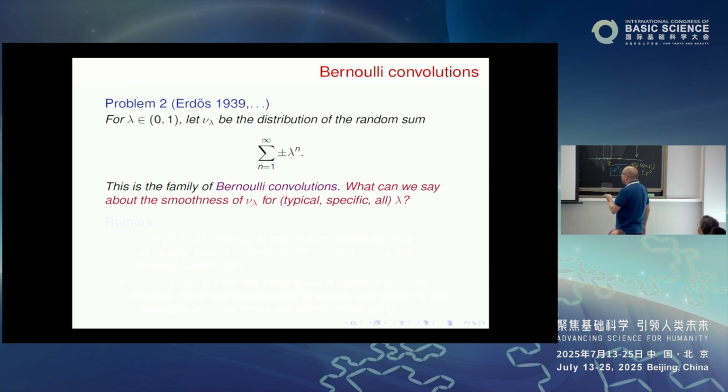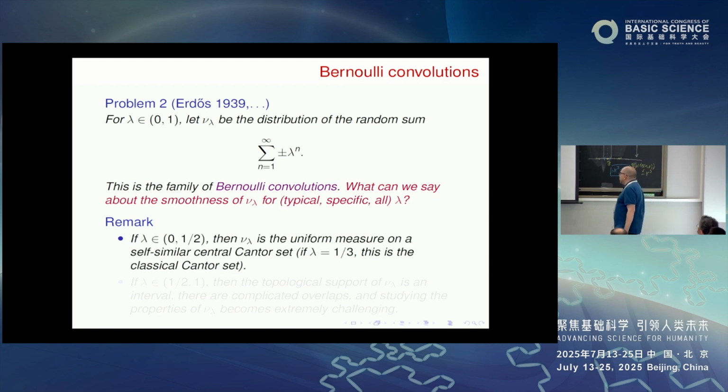So lambda is a real number between 0 and 1. You just look at this random sum where you either add or subtract lambda to the n at each step, and all the choices of signs are independent and equally weighted, 1/2, 1/2. Okay, so this is known as the family of Bernoulli convolutions because it is an infinite convolution of Bernoulli random variables. I'm going to come back to this.